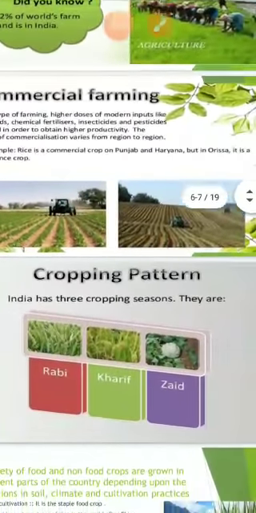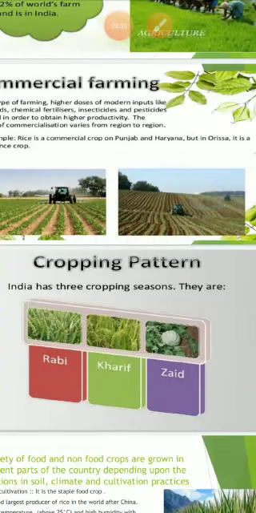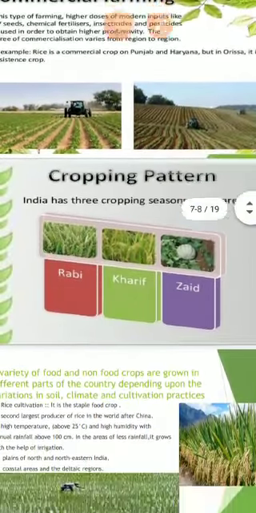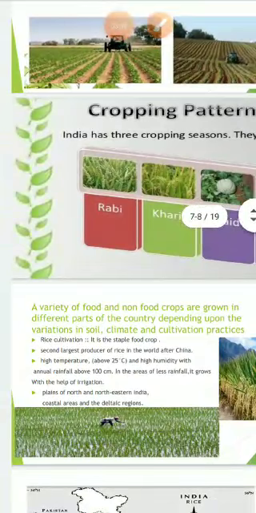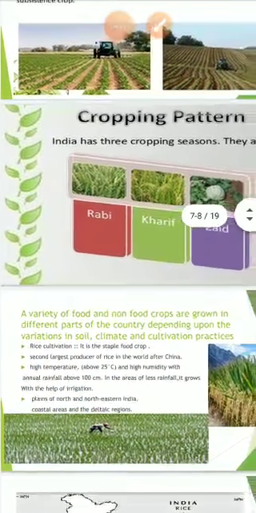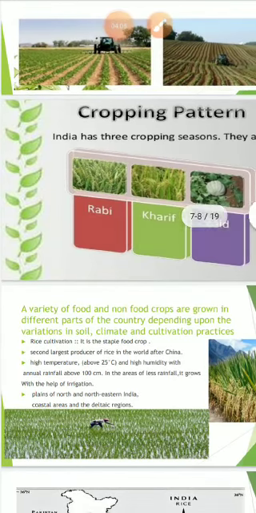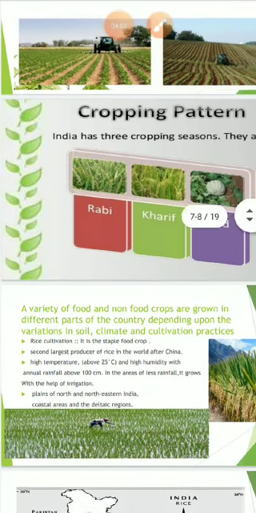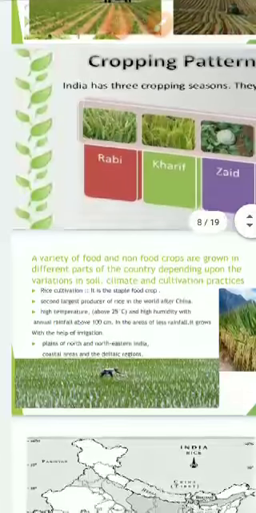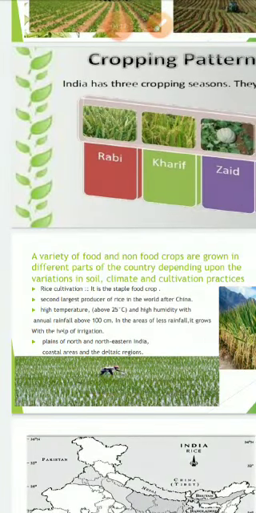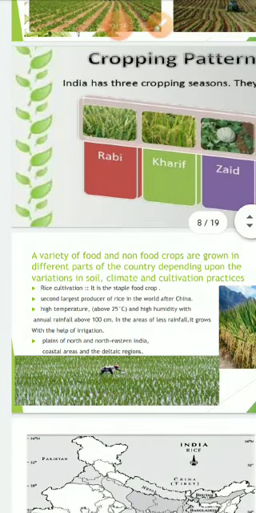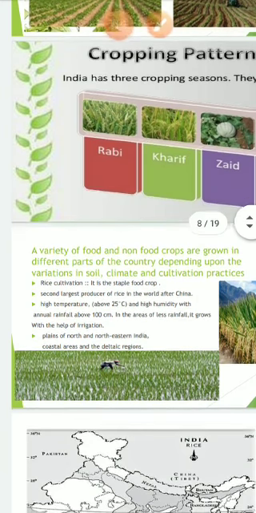Then the cropping pattern: India has three cropping seasons. They are Rabi, Kharif, and Zaid. A variety of food and non-food crops are grown in different parts of the country depending upon the variations in soil, climate, and cultivation practice. Rice cultivation: it is the staple food crop. India is the second largest producer of rice in the world after China. China is the first one and India is the second.